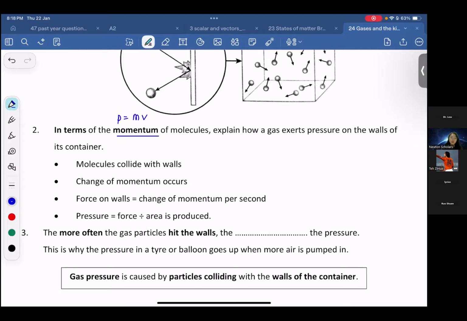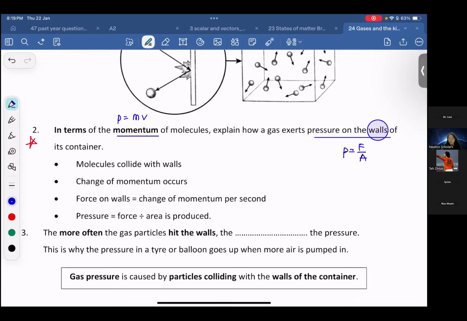Okay, so boys and girls, this number 2 is very important. In your IGCSE paper 4, they like to ask these kinds of questions. In terms of momentum, can you explain how the gas exerts pressure on the wall? This wall is a solid, am I right? So pressure on the wall is P equals F over A. They're asking you, in terms of momentum, to explain why this pressure can be produced.